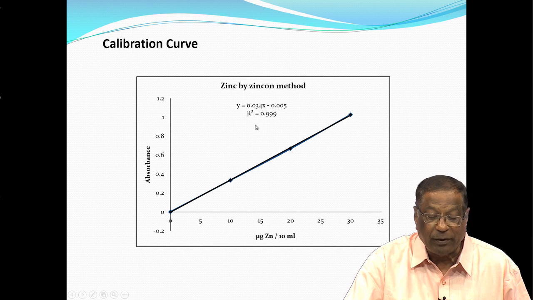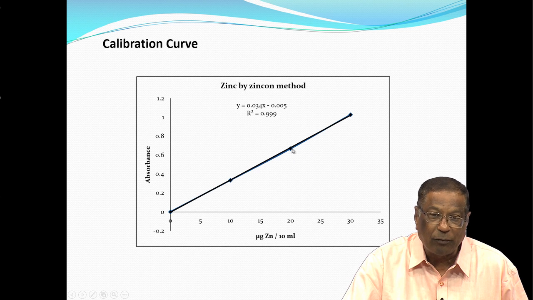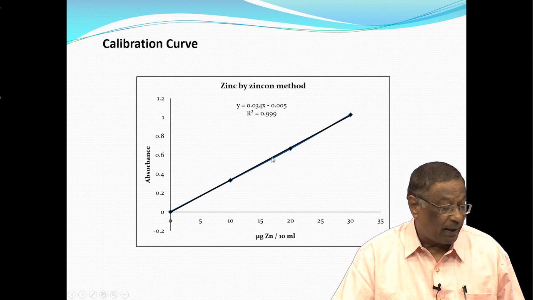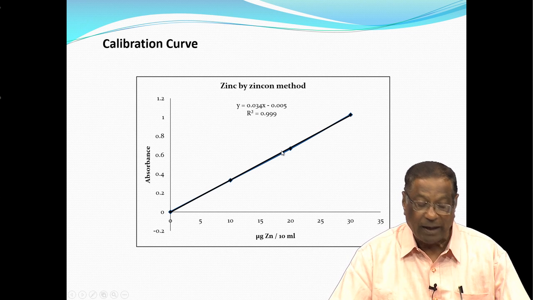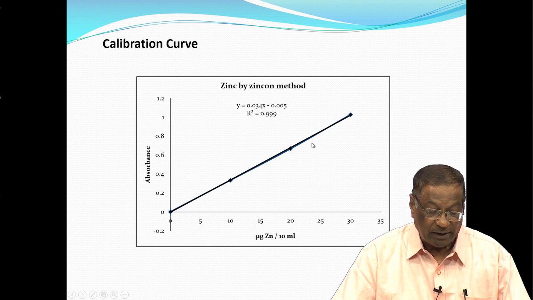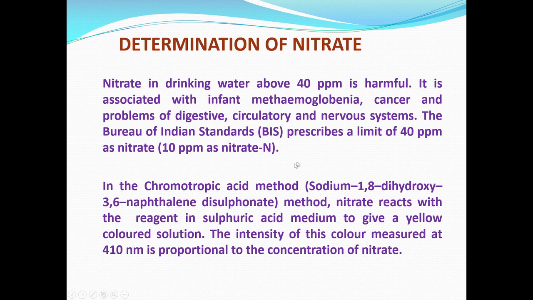And then the least squares fit is a very good straight line passing through the origin with about 45° slope, and the R square value is 0.999, which means it is a very reliable method. Now, we will move on to another parameter, that is determination of nitrate.